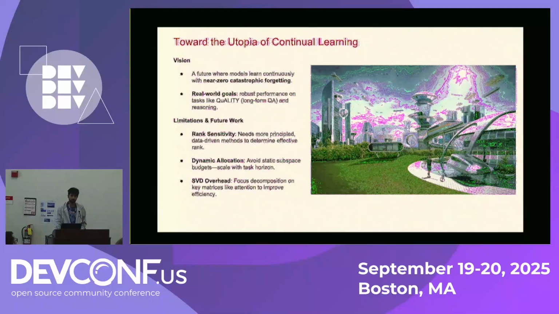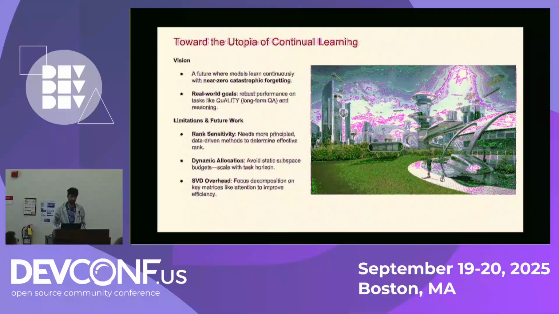Yeah, so towards the utopia of continual learning, what's the vision? Our vision is basically where models can learn continuously with near zero catastrophic forgetting. And the real world goals are robust performance on tasks like QuALITY, which is long form question answering, and reasoning. And these are some of the limitations of our current work. As I said earlier during the ablation study, our method is very rank sensitive. So if you use half the value for the hyperparameters TRR and MRR, there's a significant drop. So we need more principled and data-driven methods to determine the effective rank for each matrix in the model.